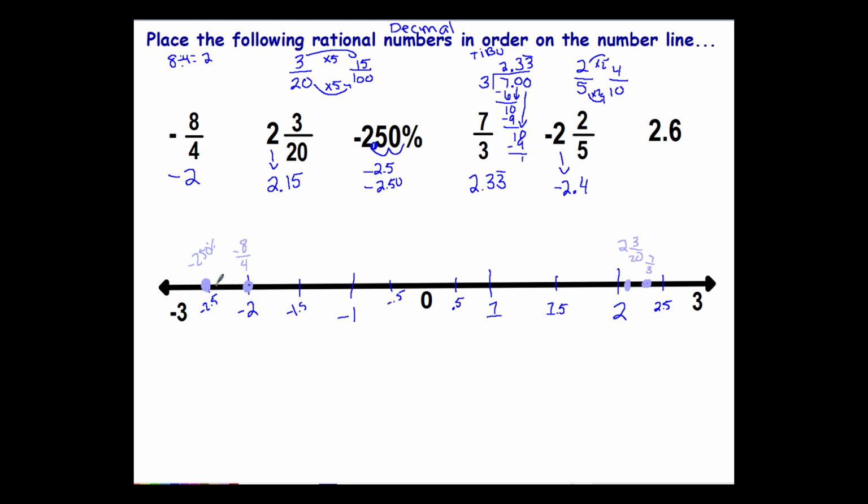-2.4. Well, that's somewhere here. That's right next to the -2.5. Okay, I'm going to drag it down here and write the number here just to have more space. -2 2/5. Okay. And finally 2.6. Well, that is right after the 2.5.